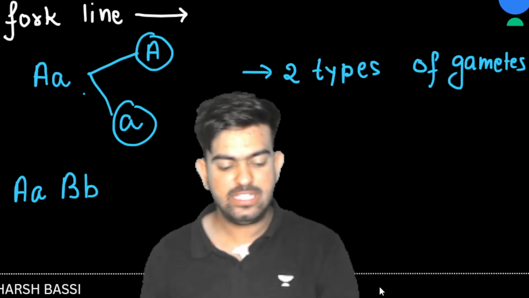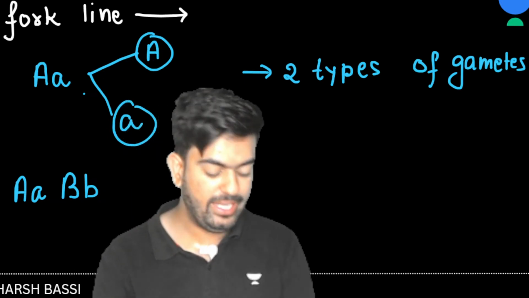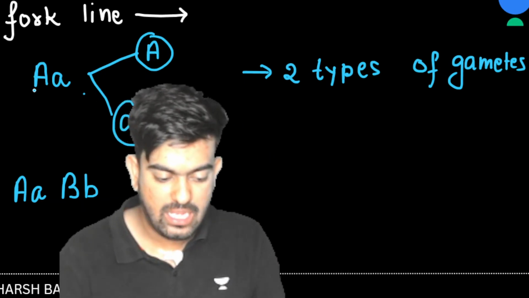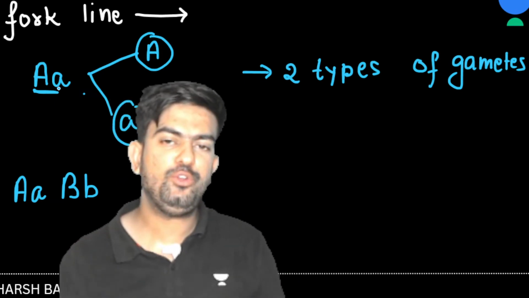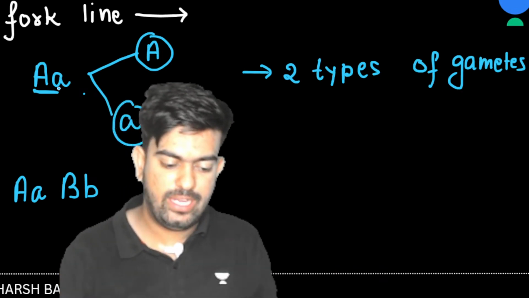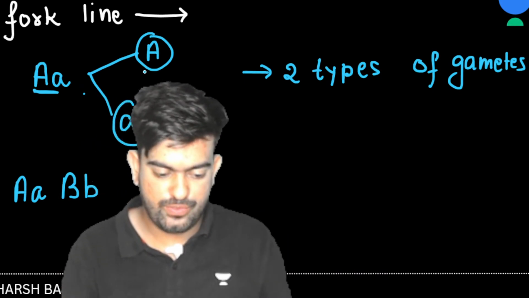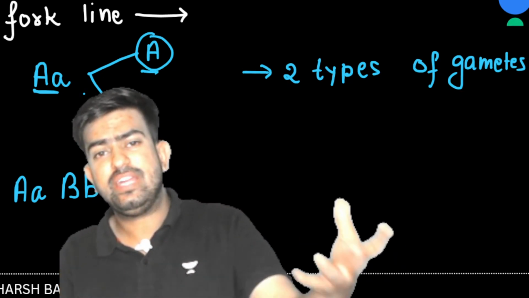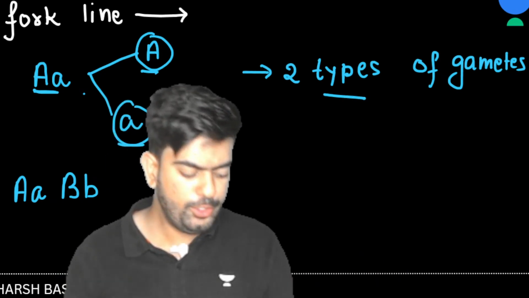Okay. So what we were discussing was gamete formation through the fork line method, right? So in the fork line method, if we have this genotype, first of all, you need to figure out whether it is homozygous or heterozygous. It is heterozygous, right? So if it is heterozygous, bifurcate it into two. So we have A and a, and these will be your gametes. You just need to bifurcate and your gametes will be ready. So we have two types of gametes. Clear, sir?